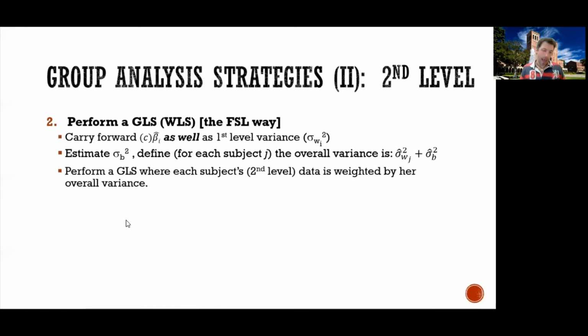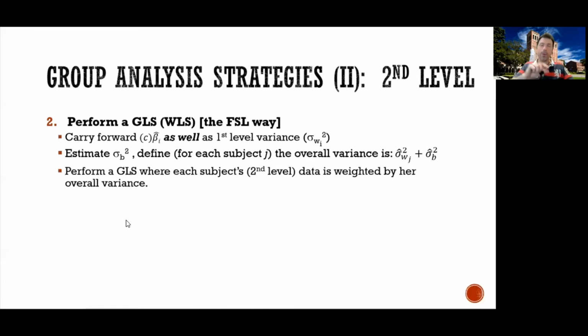So in other words, SPM kind of uses this faster approach. They say, just take the beta, calculate the variance across it, and that's your yardstick. That's your sigma squared between. FSL says, no, no, no, that doesn't work. If you do that, it's not identical to the all-in-one.